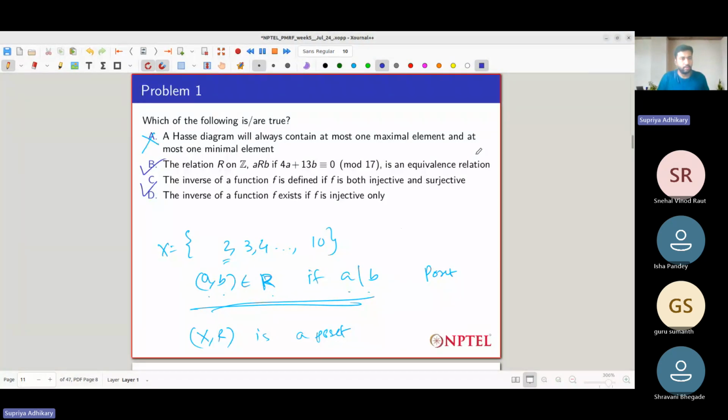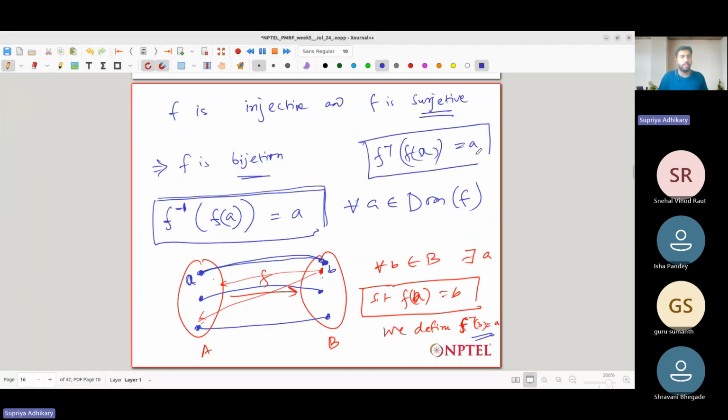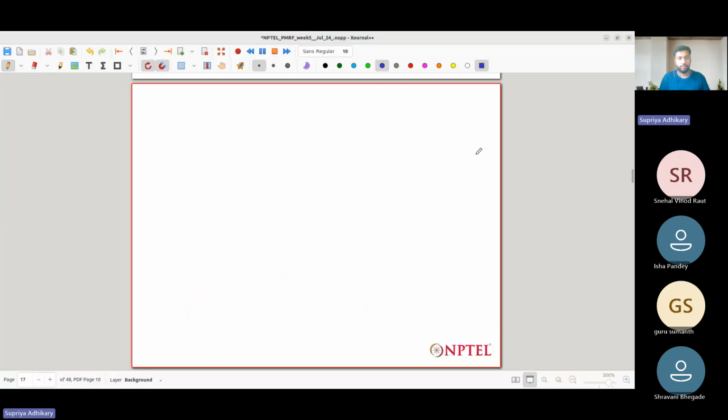And what about the final one? This says that the inverse of a function f exists if f is injective only. So this is not true. Why? Because you can take any injective function that is not surjective. So just take this example: 1, 2, and over here we have 1, 2, 3. So 1 is mapping to 1 and 2 is mapping to 3. So this is our function f. So that f is an injective function.